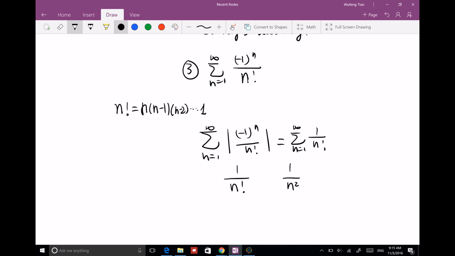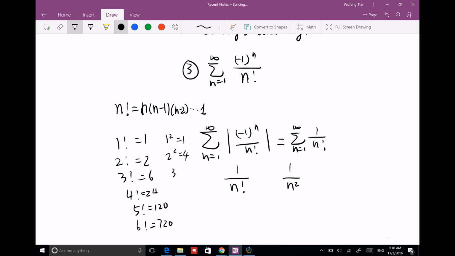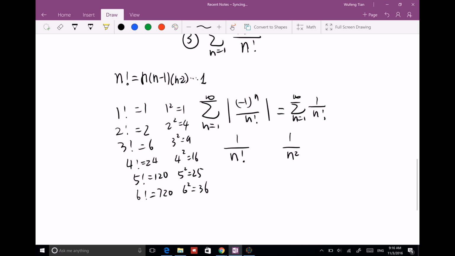So we can check something. 1 factorial equals 1, 2 factorial equals 2, 3 factorial equals 6, 4 factorial equals 24, 5 factorial equals 120, 6 factorial equals 720. Okay, so let's check. 1 squared equals 1, 2 squared equals 4, 3 squared equals 9, 4 squared equals 16, 5 squared equals 25, 6 squared equals 36. Now, can you tell me what you see from these two patterns? Which one is smaller, which one is bigger?